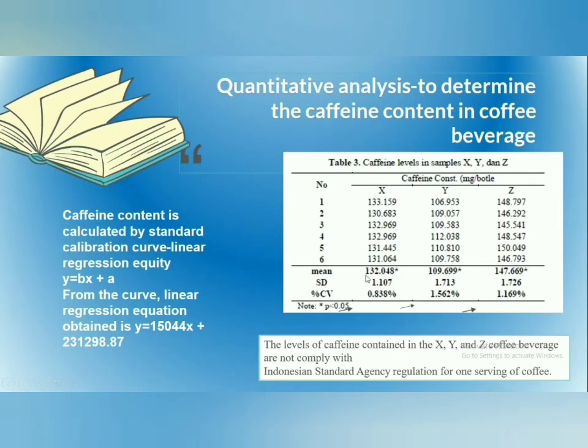So the mean is about 132.048 milligrams per bottle, for Y 109.699 milligrams per bottle, and lastly, for Z 147.669 milligrams per bottle. So the mean average constituent of caffeine in the samples shows that the level of caffeine contained in the X, Y, and Z coffee beverages does not comply with the Indonesian Standard Agency regulation for one serving of coffee, as it exceeds the amount that is allowed.